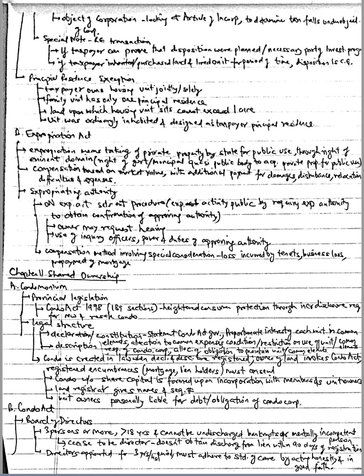So let's look at the concept of eminent domain. Eminent domain is the right of the government or municipal quasi-public body to acquire private property for public use. So eminent domain basically is the right of a government or the municipal quasi-public body to acquire private property for public use.